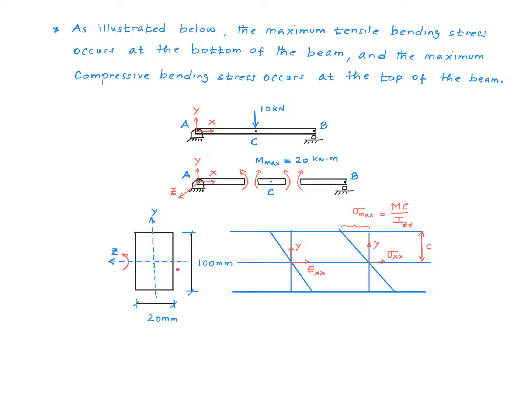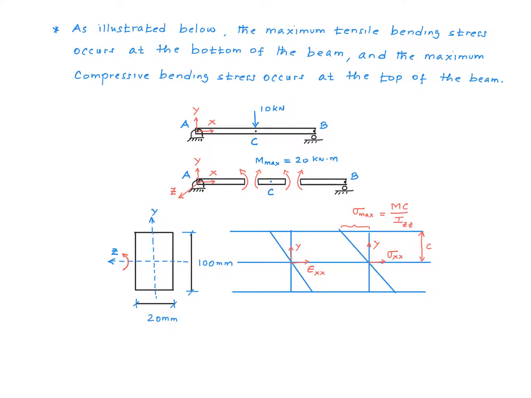Since we have a rectangular cross-section, the cross-section is symmetric about the z-axis, and therefore these two values are equal to each other in magnitude. We can use the flexure formula to calculate its value. Sigma max equals M times c divided by Izz, where M is the bending moment, which of course is going to be the maximum bending moment of 20 kilonewton meter. C is the maximum value of y, which will be half the depth of the beam, or 50 millimeters, right?